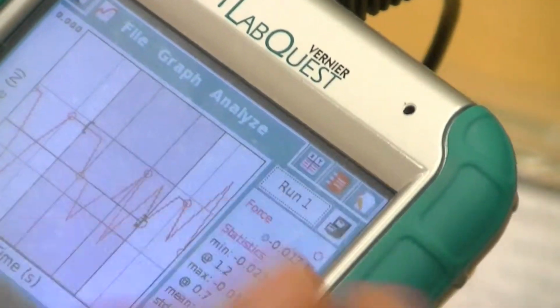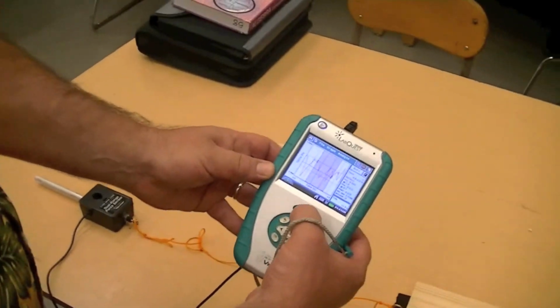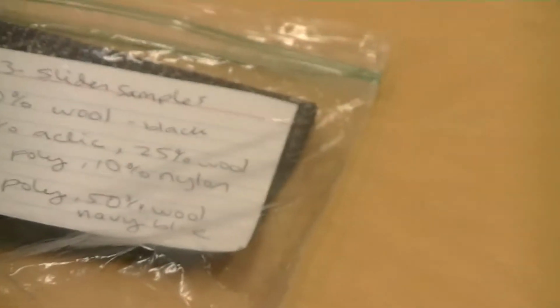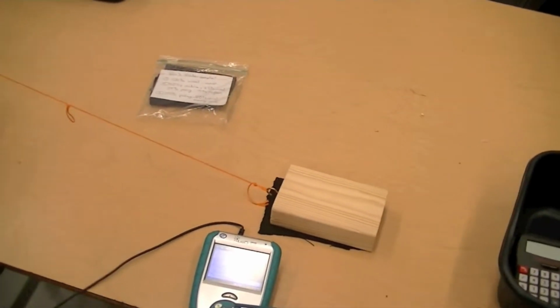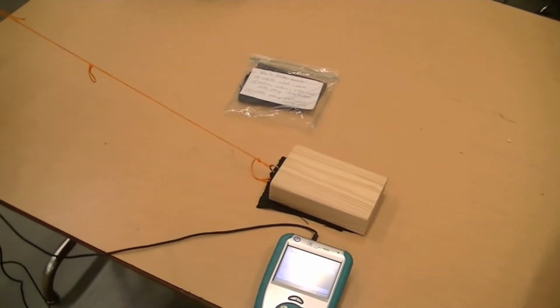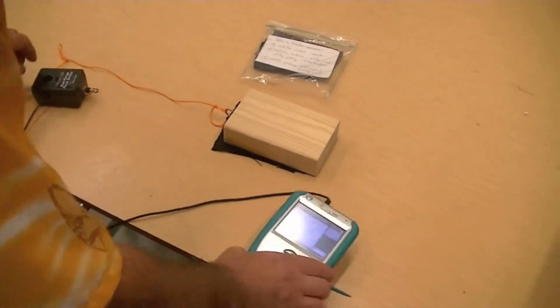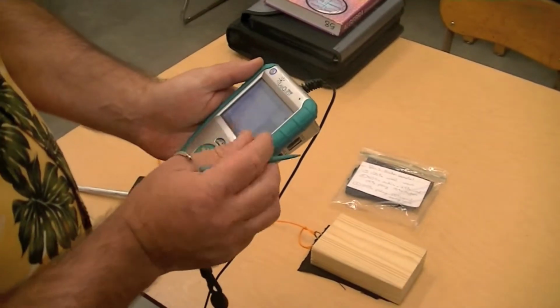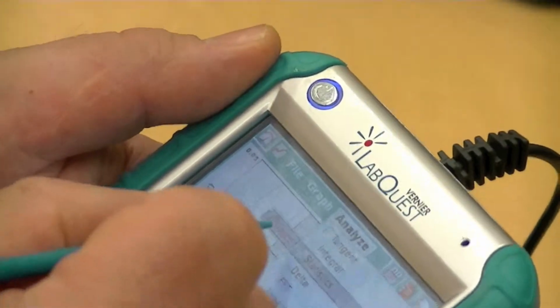Next, I'm going to do another run. So again, I'll set up and press collect data. Reach constant velocity, hit stop. Highlight, Analyze, Statistics, Force, and write down my mean.